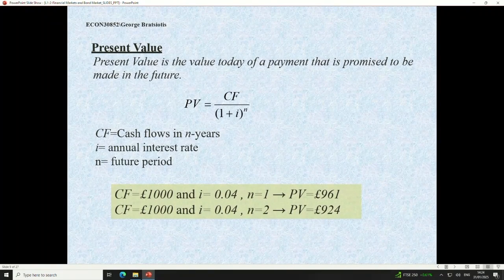The present value is, if I take the cash flow in n years and I discount it by the market rate today, that will give me the present value of this particular value in the future.